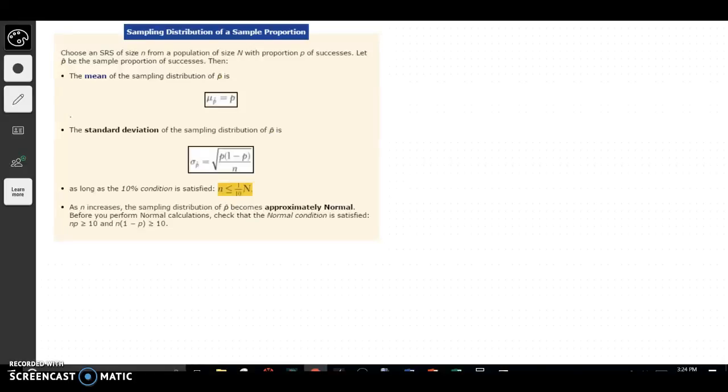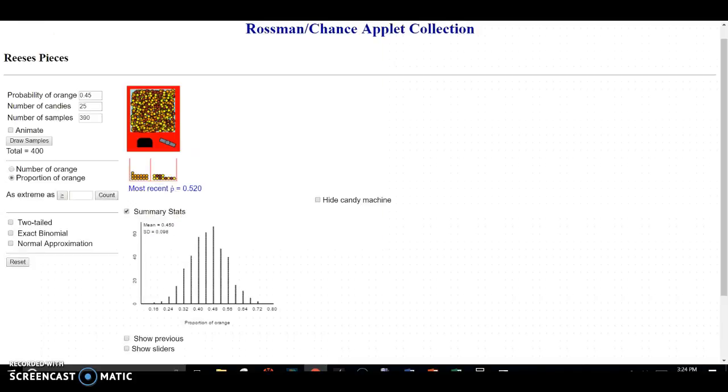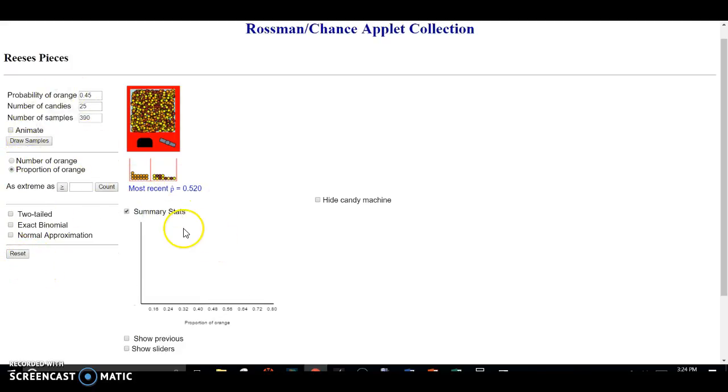Okay, so today we're going to work with sampling distributions and sampling proportions. To start out though, I'm going to have you guys actually do an activity to kind of see how this works. This is like a candy machine, and the first thing that you're going to want to do is you can notice a couple different things in here.